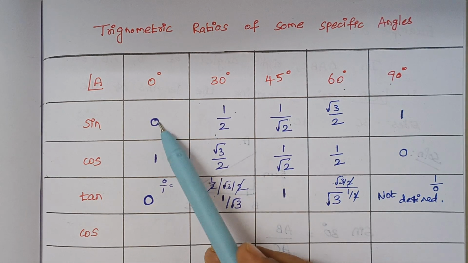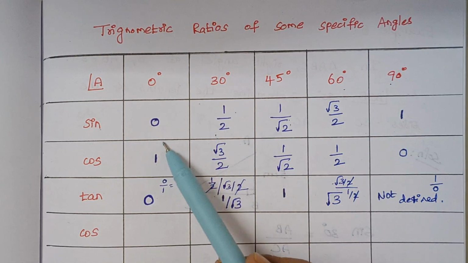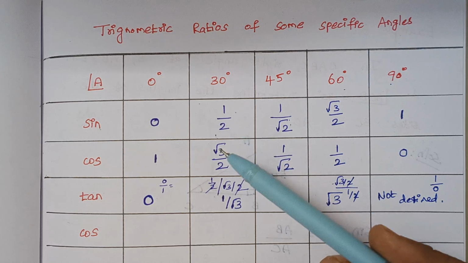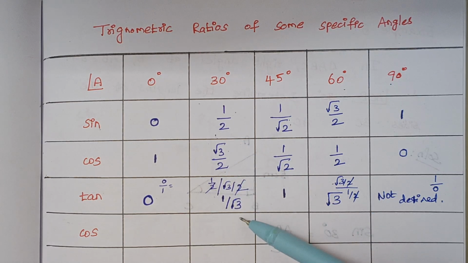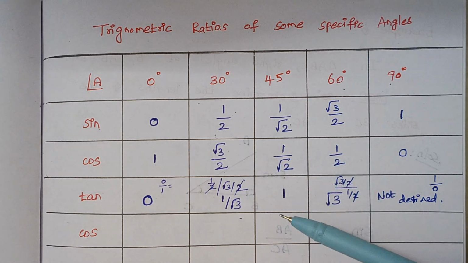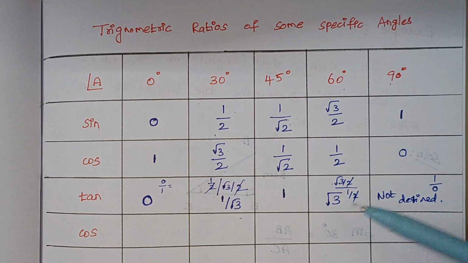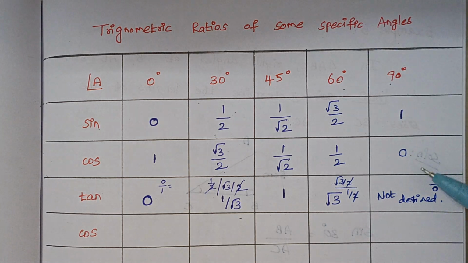So here we have just divided this value by this value. That's it. 0 by 1 is 0. 1 by 2 divided by root 3 by 2 is 1 by root 3. And here 1 by root 2 divided by 1 by root 2 is 1. So root 3 by 2 divided by 1 by 2 gives you root 3. And finally 1 by 0 is not defined. Right. So I believe you people are clear with this.